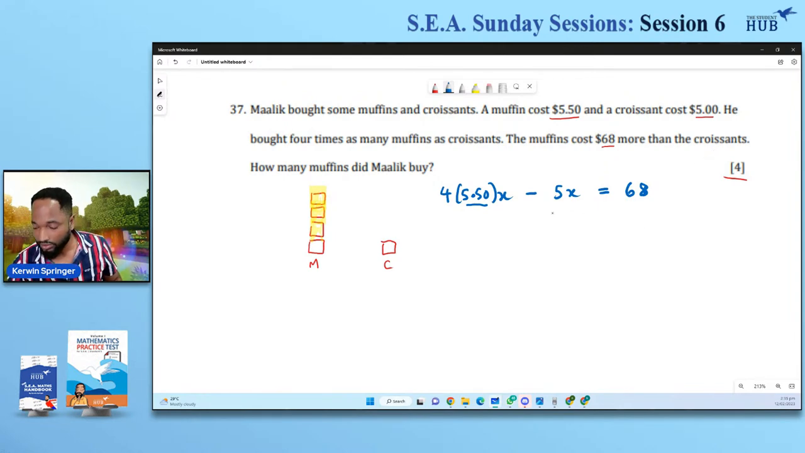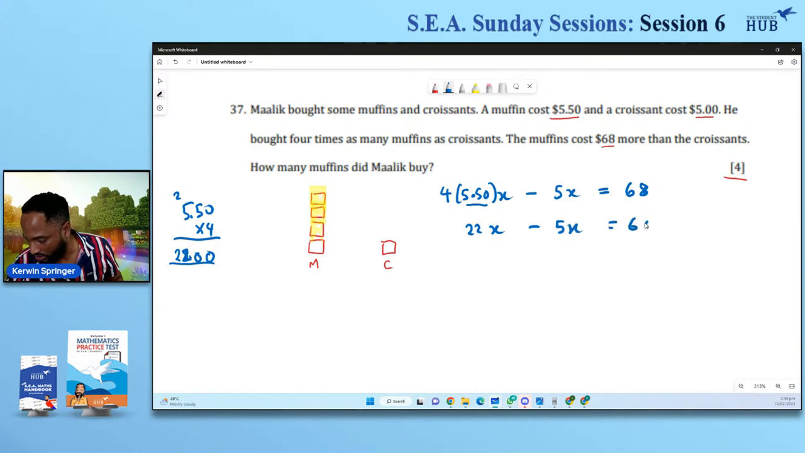Right? So, all right, 4 by 550, or 45 is doing 20, is 25. $25, does that make sense? No, 20. Let me see. 4 fives are 20 plus 2, so it's $22. $22x minus 5x is equal to 68.